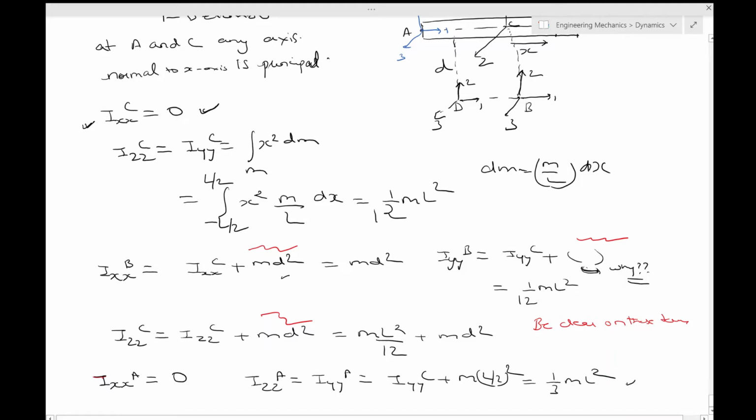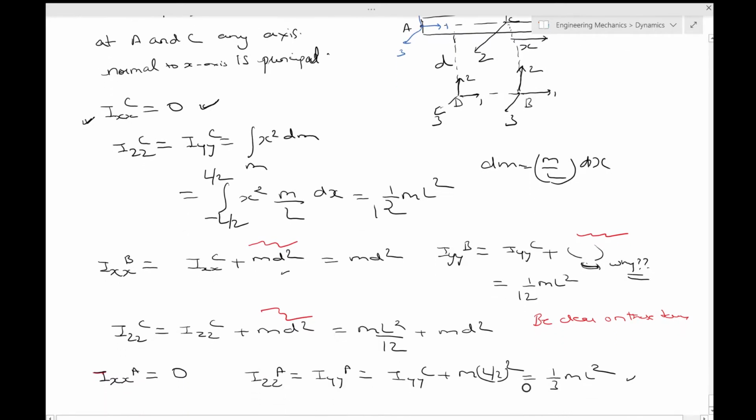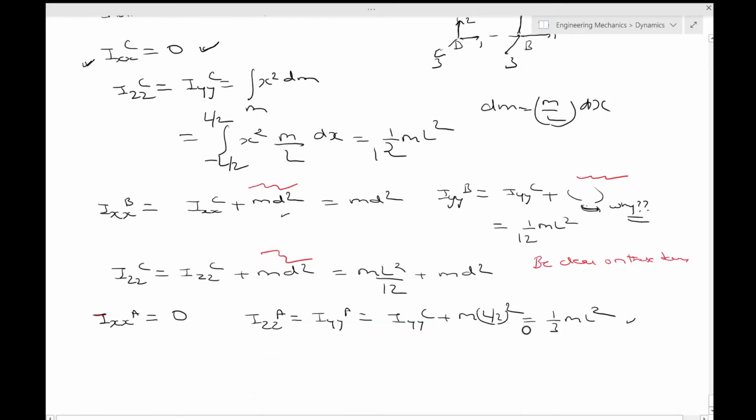Fine. So when all this is done, you now know the inertia values at the end of the rod and at the center of mass of it. So the end of it has been found using the parallel axis theorem.